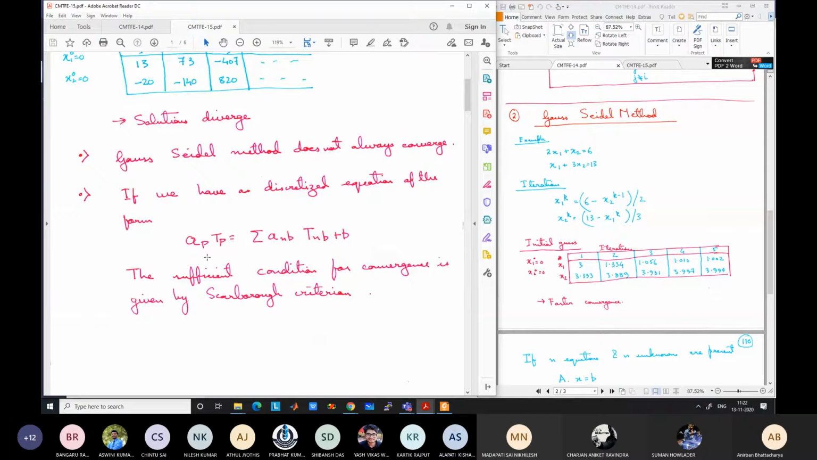Similarly, if you have n unknown grid points, like the case I gave of a 10 by 10 grid, 100 unknowns will be there, and we will have 100 equations of the same form. For all these cases, if you want to use these iterative schemes, the Gauss-Seidel or Jacobi method, there is a condition which guarantees that convergence will occur. This condition is known as the Scarborough criterion. This condition is a sufficient condition.